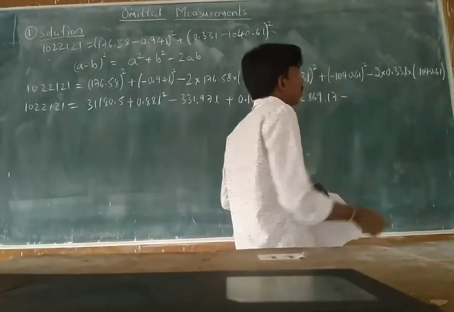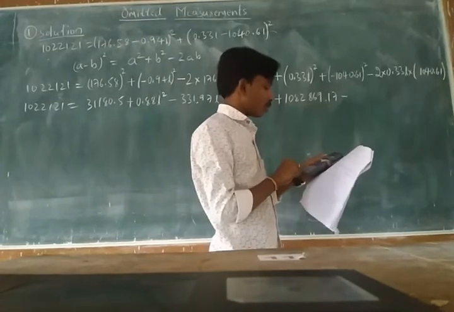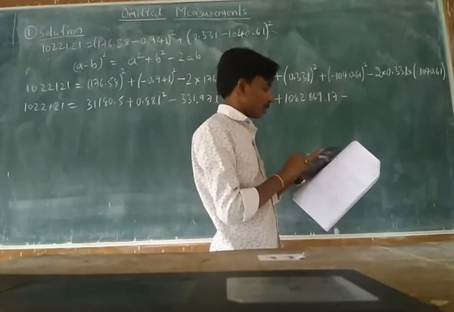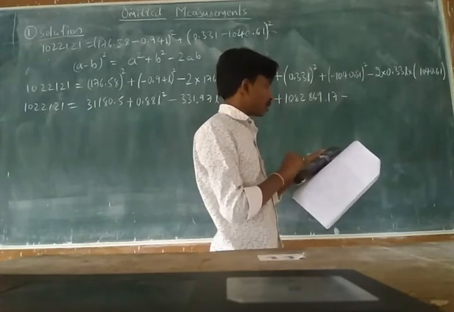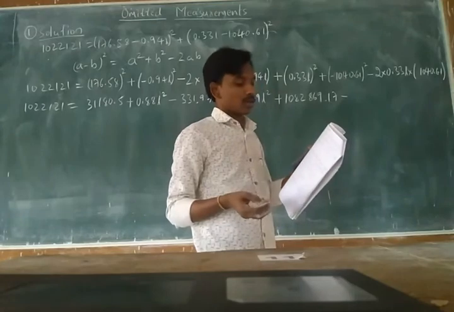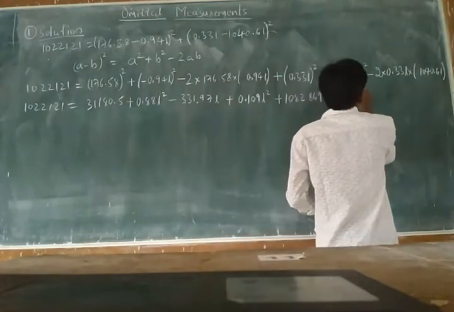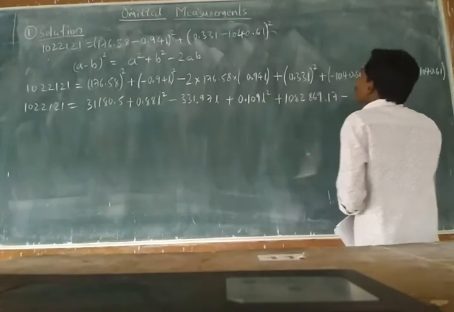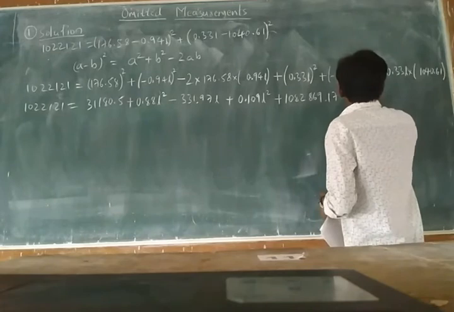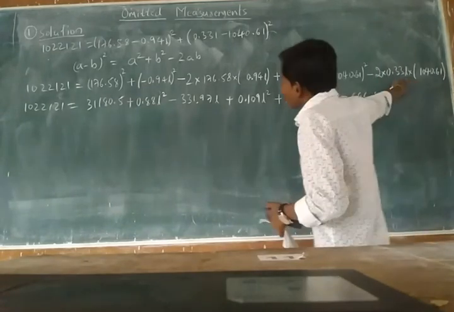Minus. Now 2ab, calculate the 2ab. So 2 into 0.33 into 1040.61. So we get the value minus 686.80. Yes, minus 686.80 L, because we have L for the 0.33.